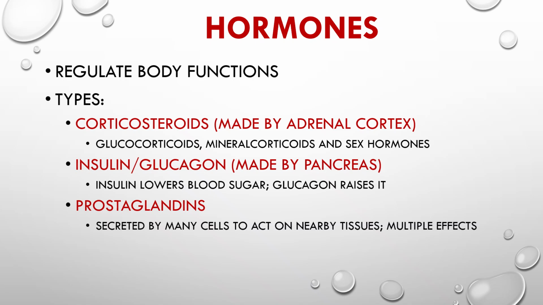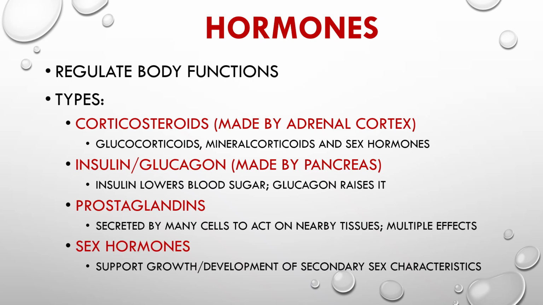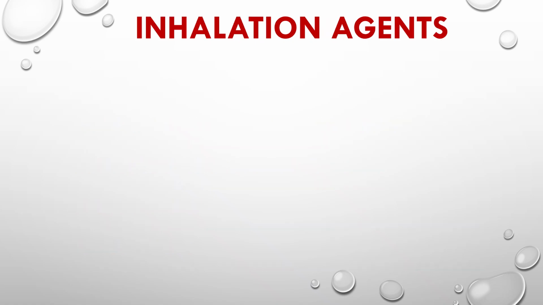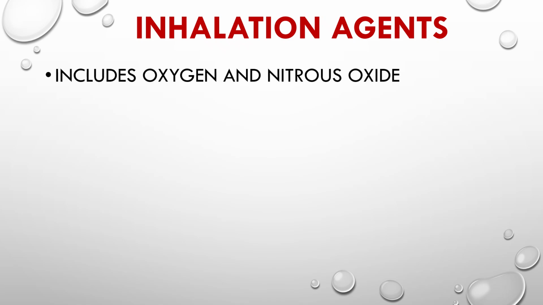Then our prostaglandins, these are secreted by lots of different cells, but they have a nearby effect. Instead of being more systemic and going all throughout the body, prostaglandins are more local hormones. And then our sex hormones, these help support our growth and development of secondary sex characteristics. Again, estrogen, testosterone.